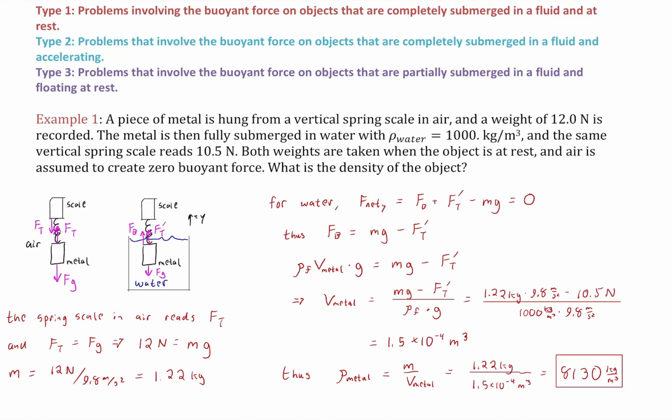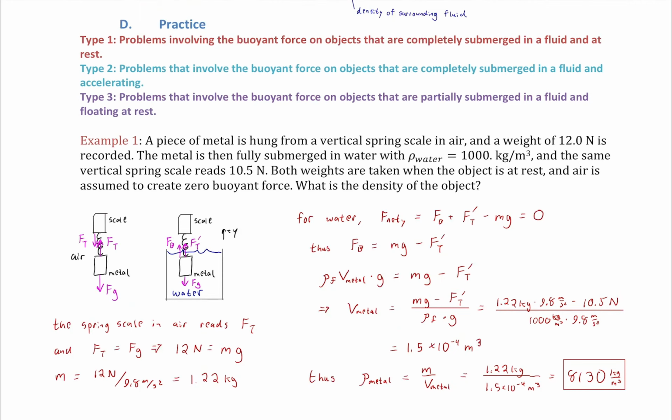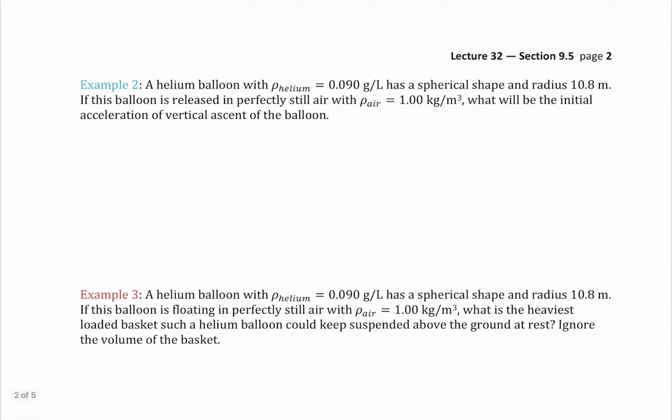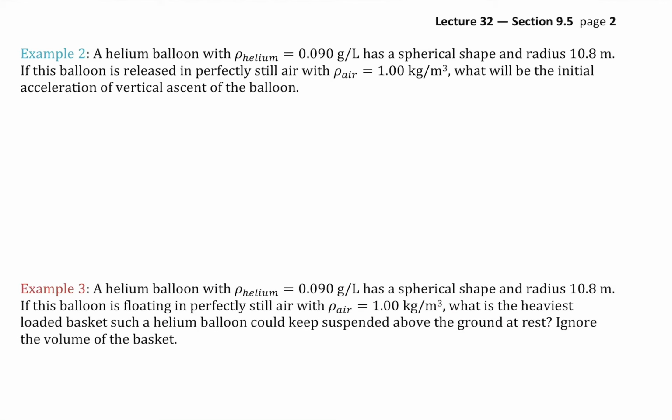What would the specific gravity be? 8.13, right? Because it's 8.13 times the density of water. All right, cool. Good use of the buoyant force, right? Find the density of an unknown substance. Okay, all right, now let's consider something that's accelerating.